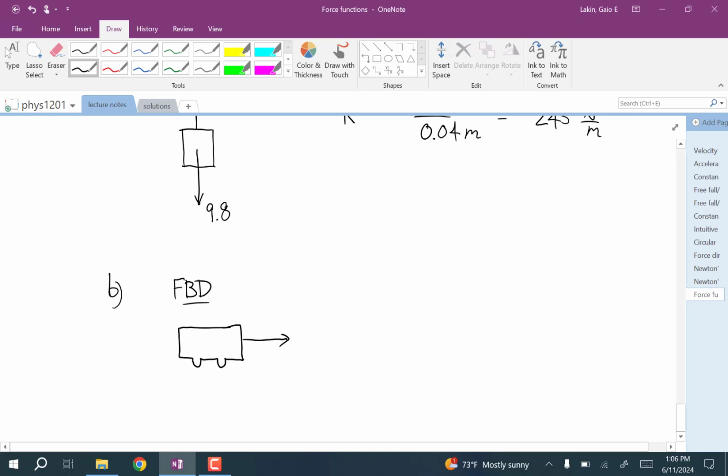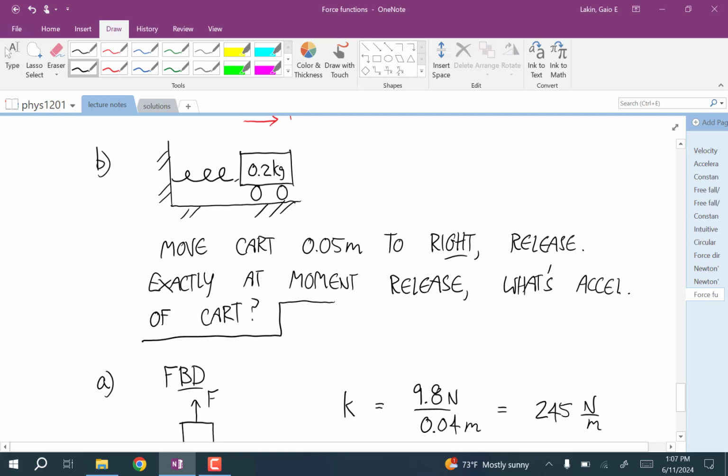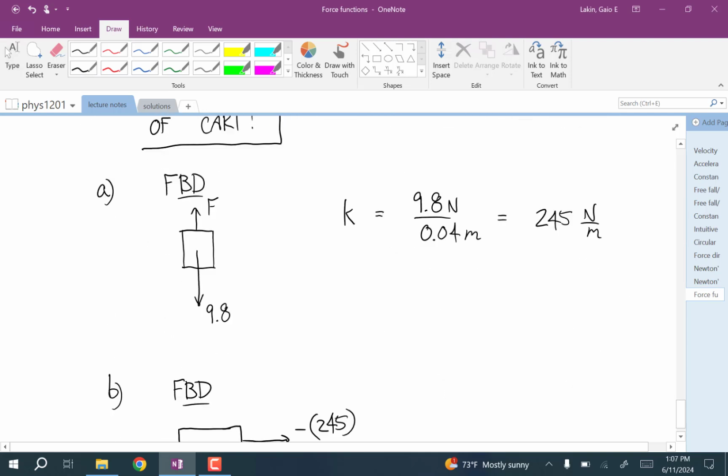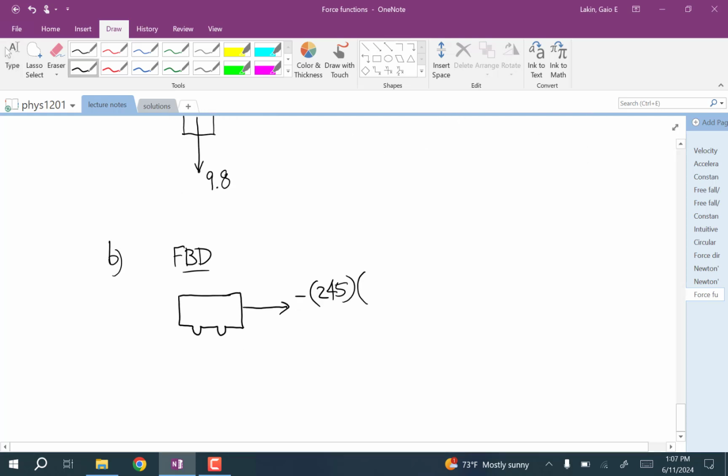And I'm going to associate that with the value negative spring constant times the deformation. For part B, I said that we're going to move the cart 0.05 meters to the right. To the right means moving it in the positive direction. So this is going to be positive 0.05. And if you multiply that out, you get a value of negative 12.25.